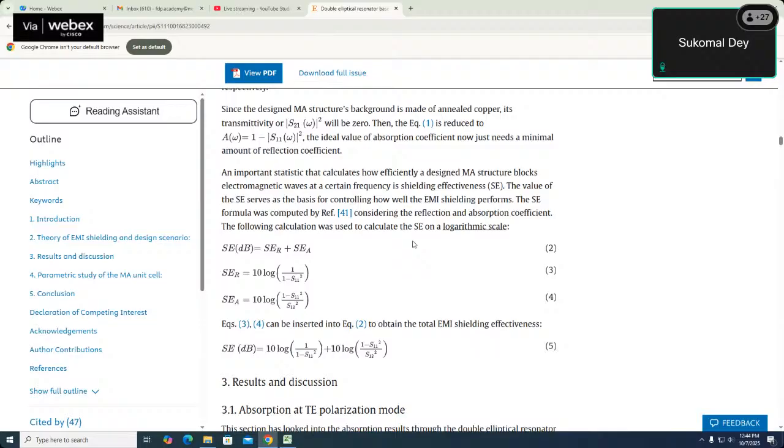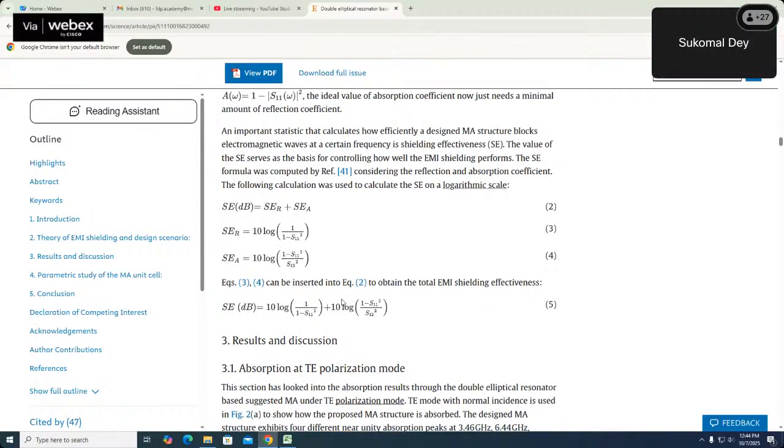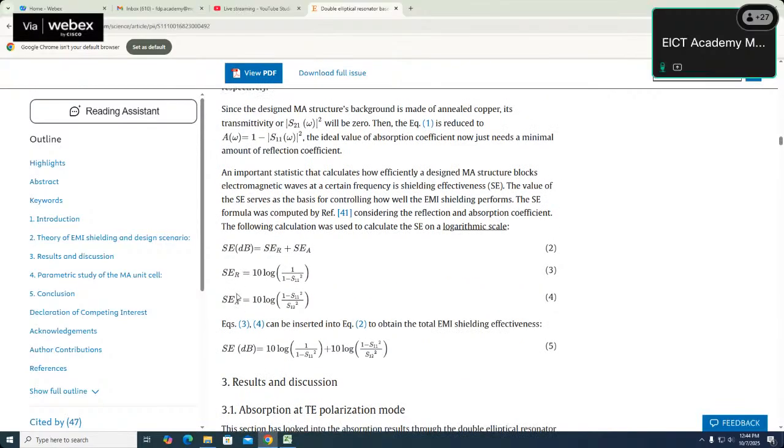Reflective type case. What does R stand for? Sir, R is for reflecting, and A is for absorption. Okay. And then the summation of these two will give the total shielding effectiveness.